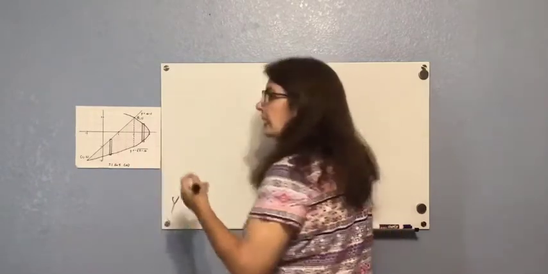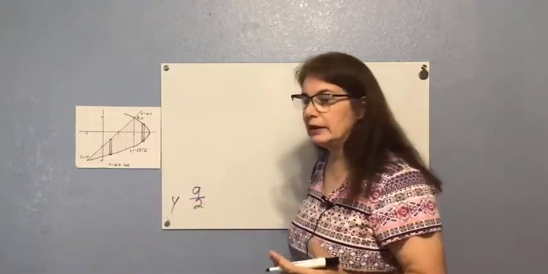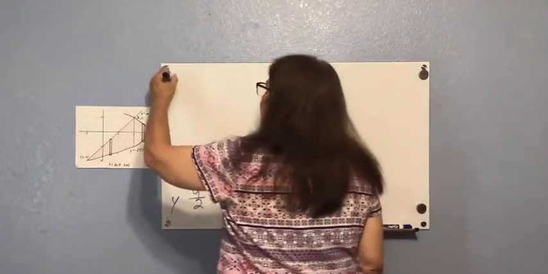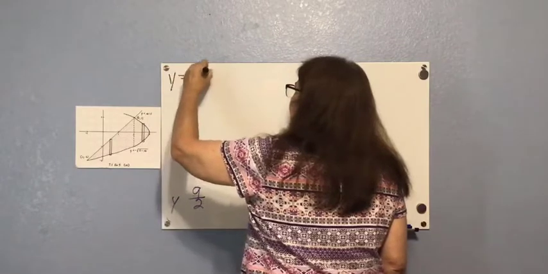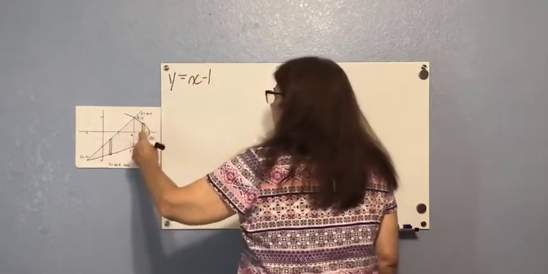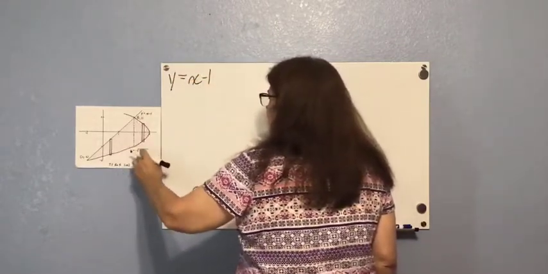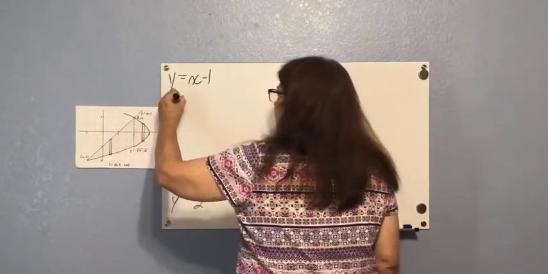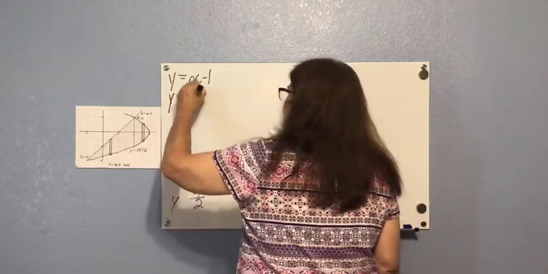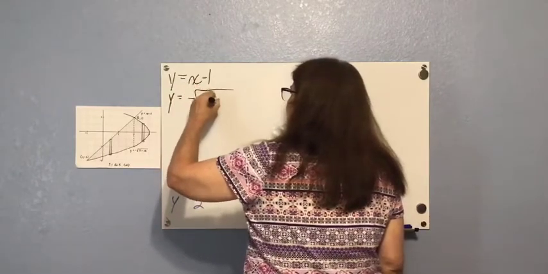Okay, I have to rewrite my equations also in terms of x. So the linear equation will be y equals x minus 1. And for the quadratic part, which is actually a square root, I'll have y equals negative square root of 3 minus x.